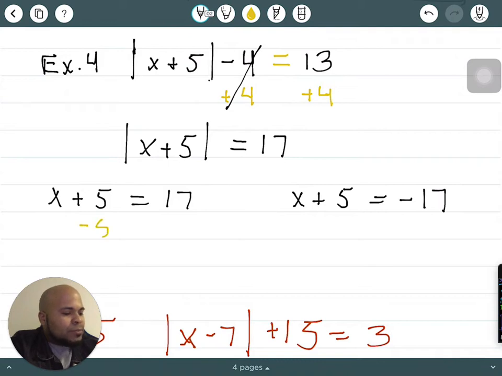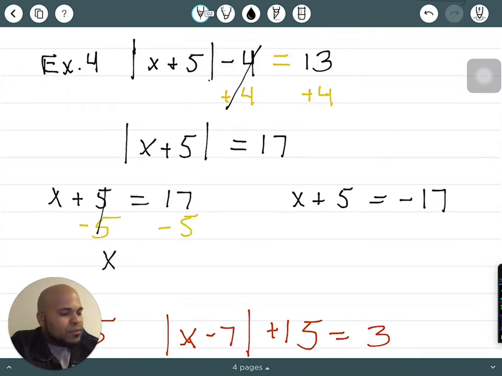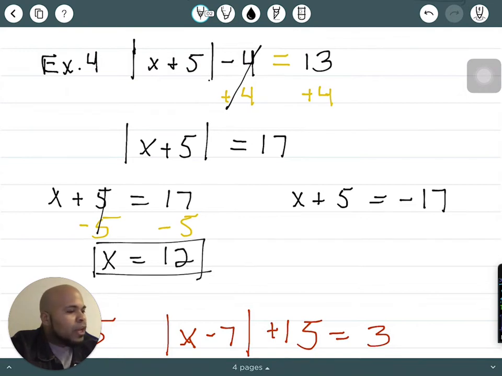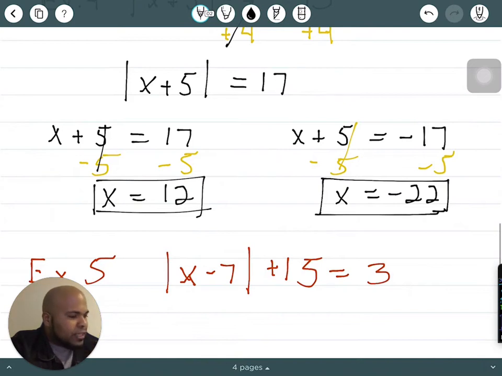And here I subtract 5 on both sides because it's adding by 5, so I use the inverse operation. And I get that x equals 12. Okay, over here I do the same thing, subtract 5 from both sides, but my answer slightly changes because same sign, add and keep. They're both the same sign, so I'm gonna keep the sign, that's negative, and I'm gonna add them. 17 plus 5 is 22.